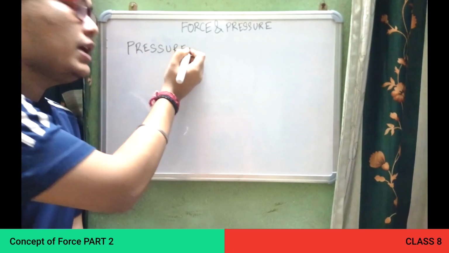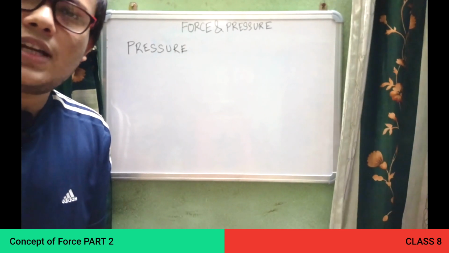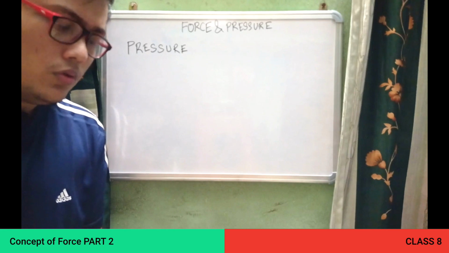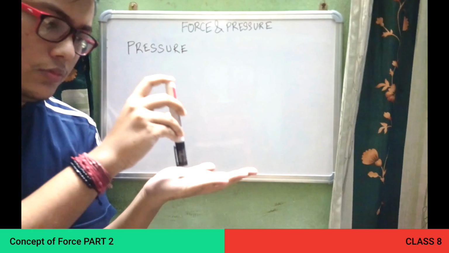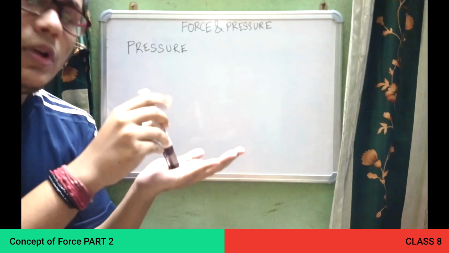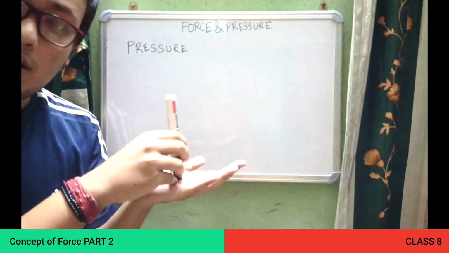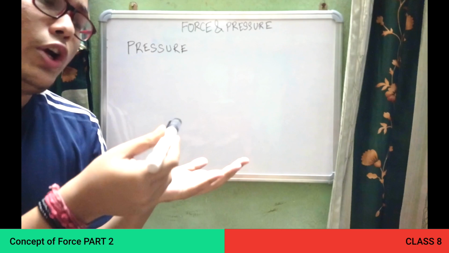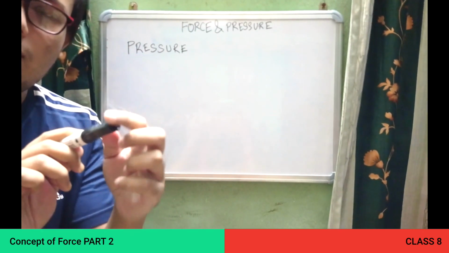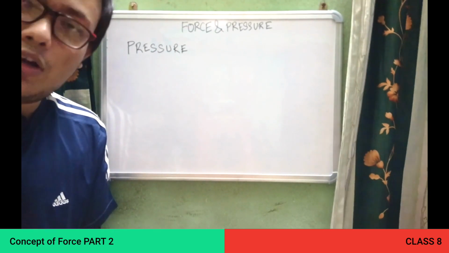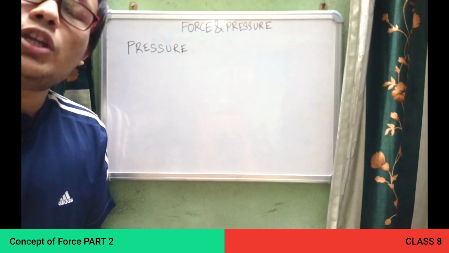Now in my last video I had told you guys that a force can simply be described as a push or a pull. So suppose I push my hand with this marker. So I'm applying a force, and I am applying this force on a unit area. This area is nothing but the area of contact between the marker and my hand. So the area of the lid of the marker is the area of contact.